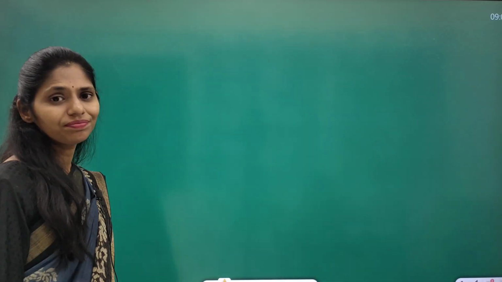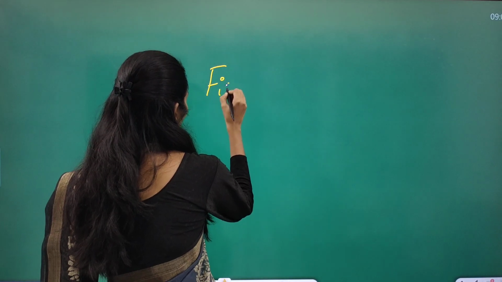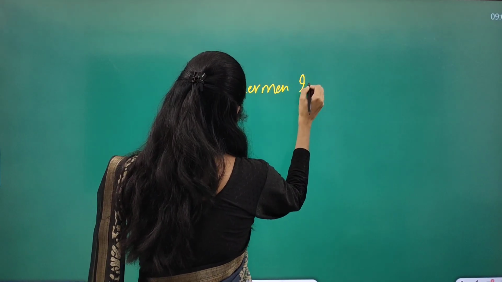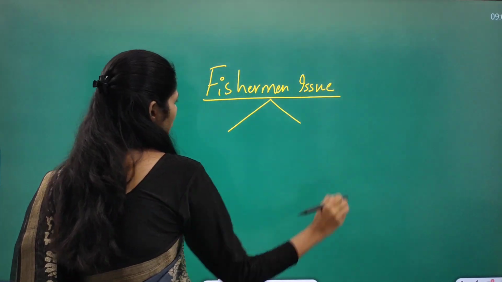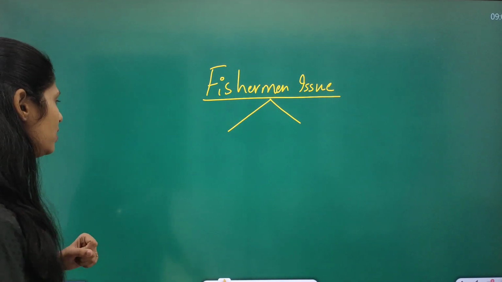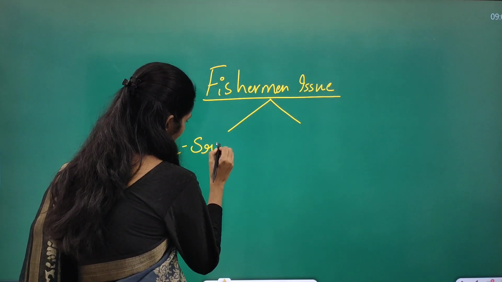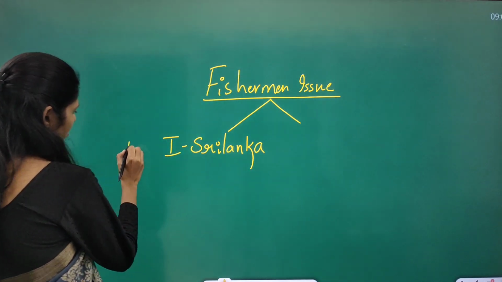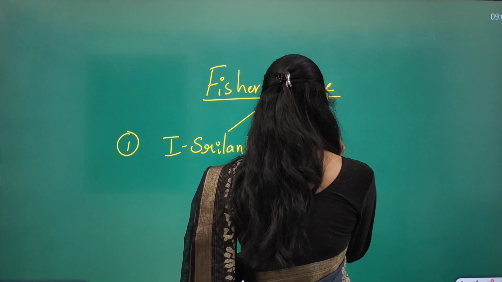This type of news is always seen frequently. This article is talking about the fishermen issue. The fishermen issue is seen between India and Sri Lanka. This is one country. And the next country is India and Pakistan.